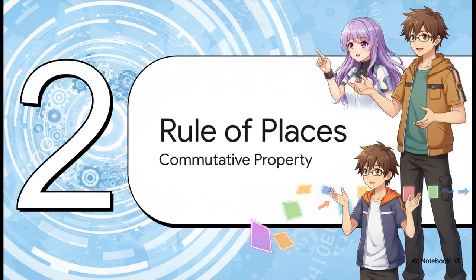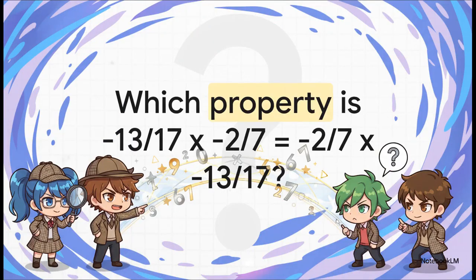Moving right along to Section 2, the rule of changing places. Let's check out our next clue and see how this builds. What property is being used right here? -13/17 times -2/7 is equal to -2/7 times -13/17. Now hold up, don't actually do the multiplication here. Instead, put your detective hat on. Pay close attention to what happens on the left side of the equal sign compared to the right side.